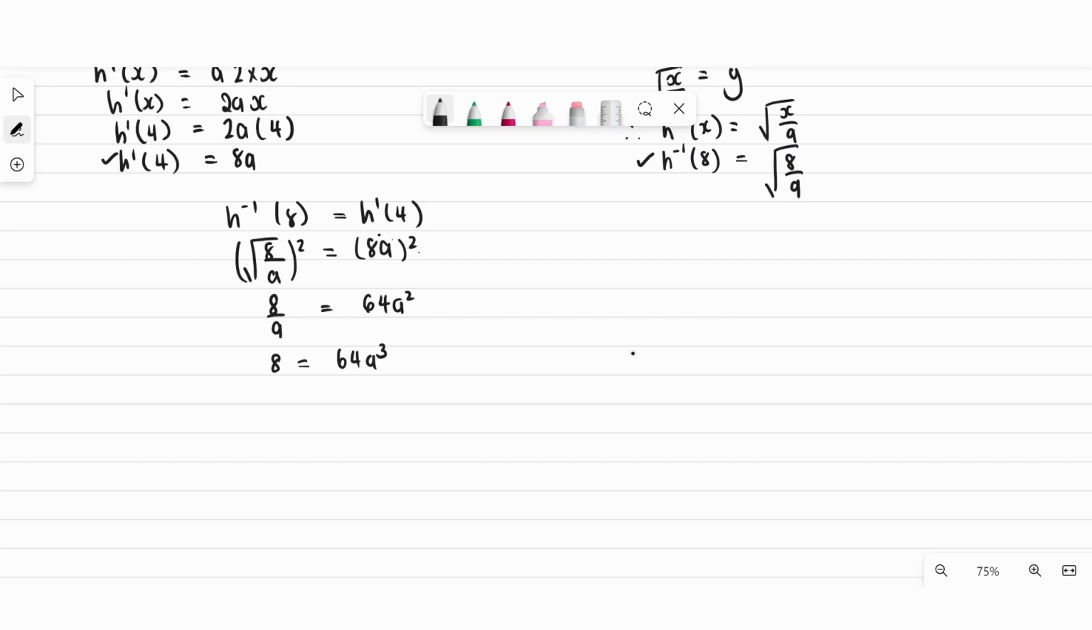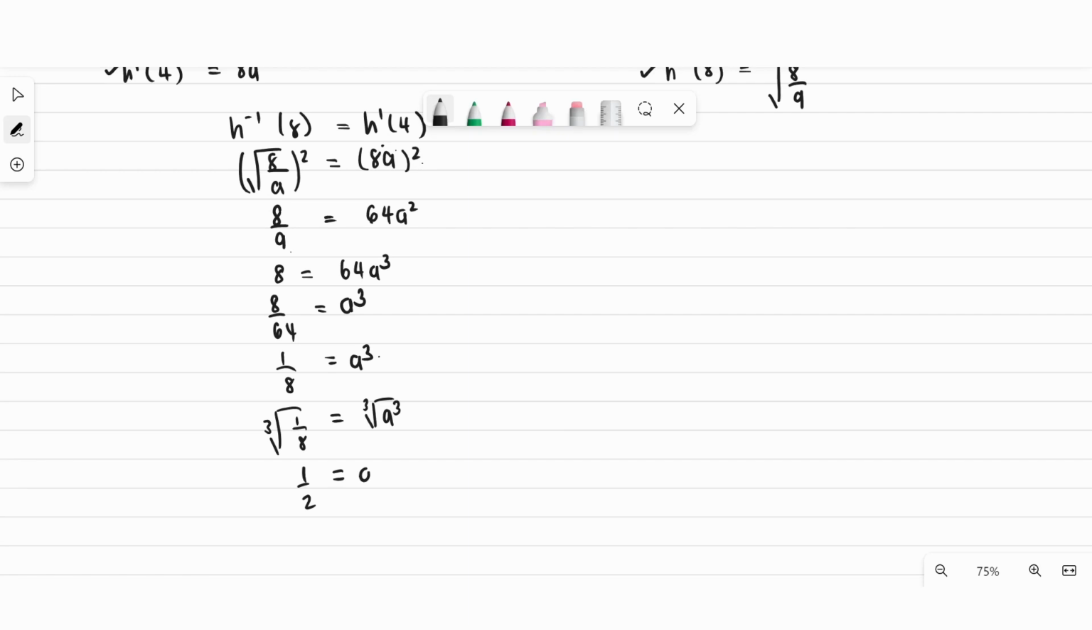So I wanted to get rid of the a here. Then divide both sides by 64. So this side is going to be 8 divided by 64, and here the 64 is going to be cancelled. So it's going to be a cubed. This is going to be the same as 1 over 8 is equal to a cubed. Cube root both sides. So therefore, making your answer a is equal to a half. Then you're done solving this question.